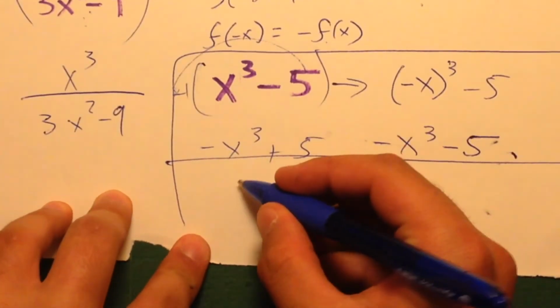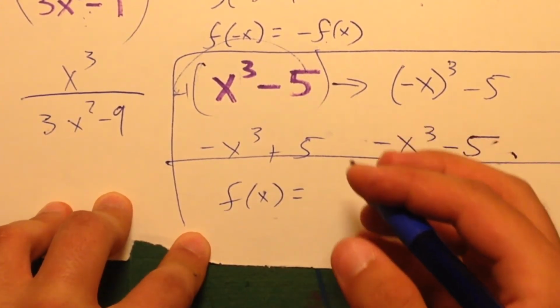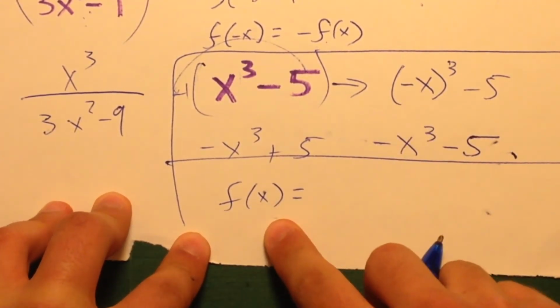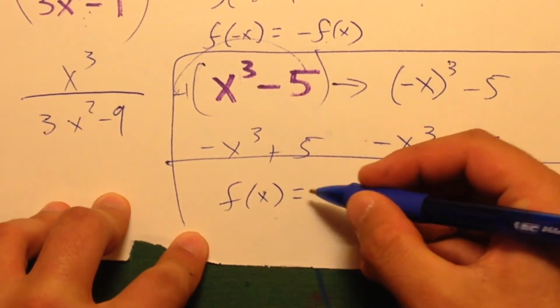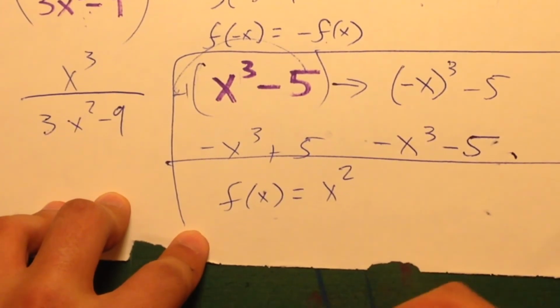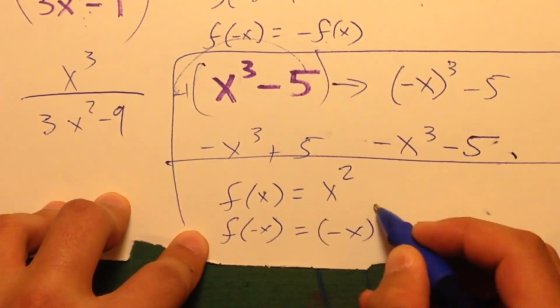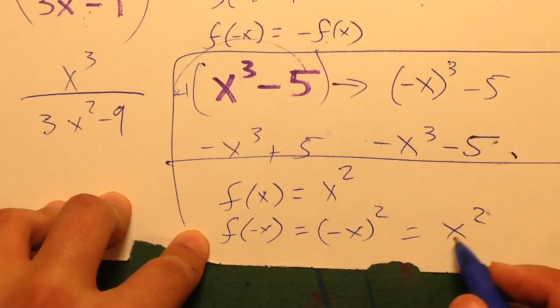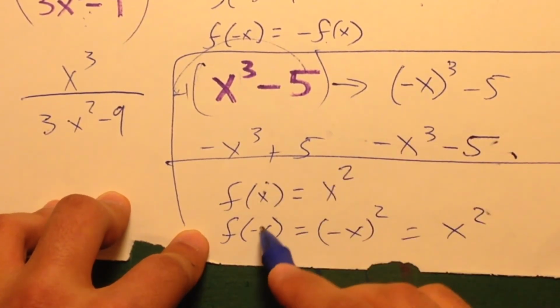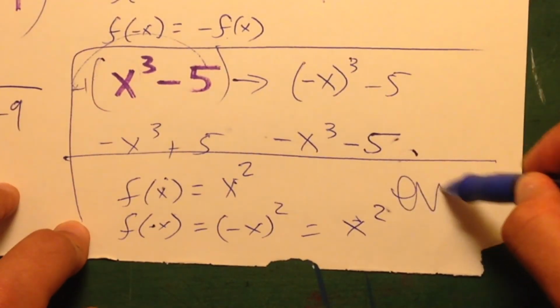An easy example, I should have said, when our outcome is even, is let's say f of x was x squared. Then f of negative x is negative x squared, which is equal to x squared. And now f of x is equal to f of negative x. x squared and x squared are the same. That's when our function is even.